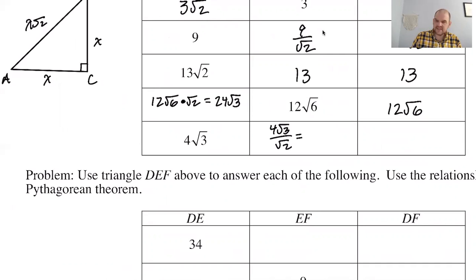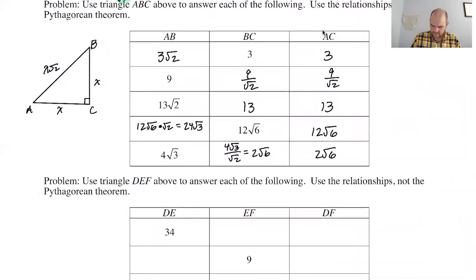But I'm going to rationalize that. I'm going to multiply the top and the bottom by root 2. There's no reason to do that, by the way. You could leave this and be totally fine in life. I'm just going to rationalize it because it's kind of neat. So I'll end up with 2 root 6. And then this will also be 2 root 6. So nothing groundbreaking here, just using the ratios.